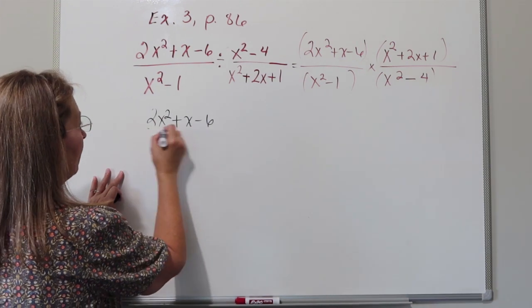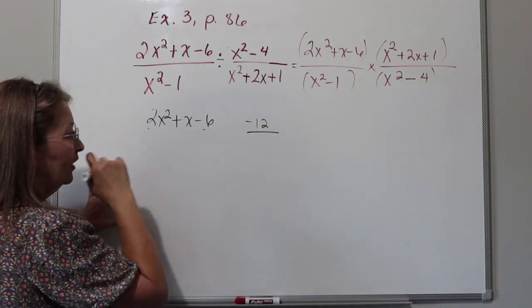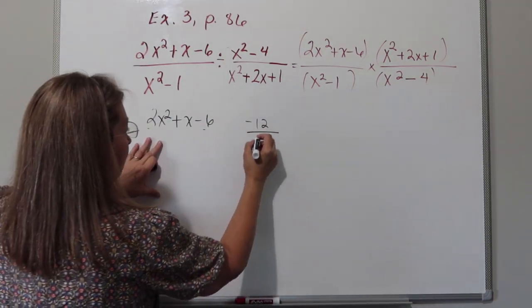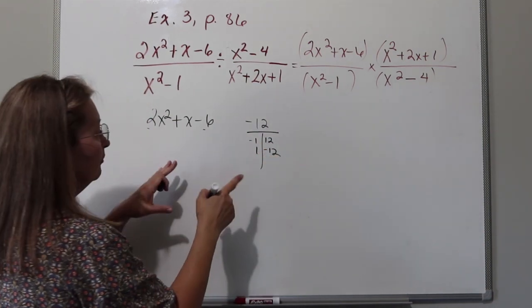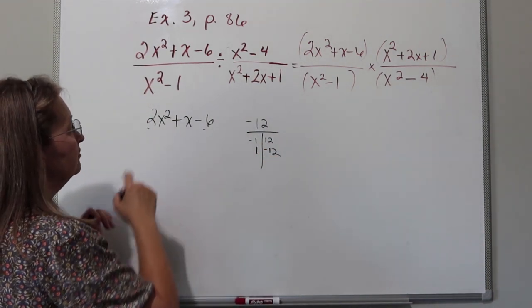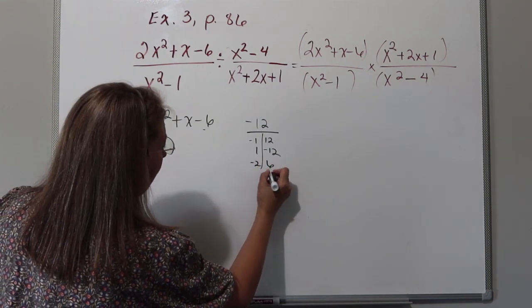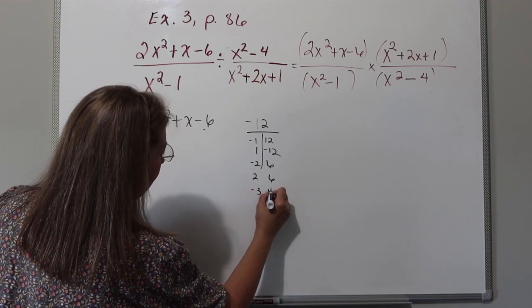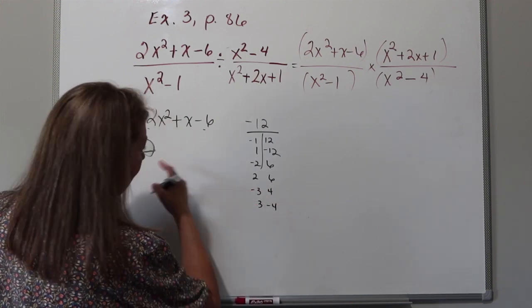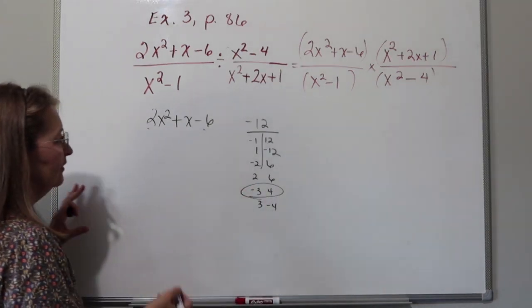So I'm going to multiply 2 times negative 6 and get negative 12. And when I factor that down, I'm going to have negative 1, 12, 1, negative 12. I'm looking for the pair that adds up to give me a 1. So negative 2, positive 6, positive 2, negative 6, negative 3, 4, 3, negative 4. The coefficient of this is 1, positive 1, so I'm going to pick this pair.